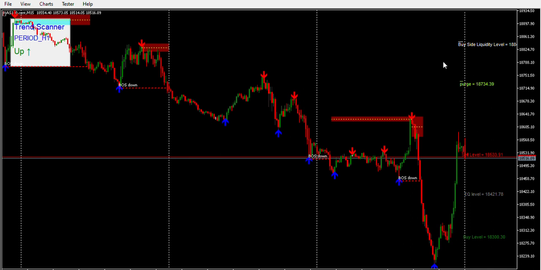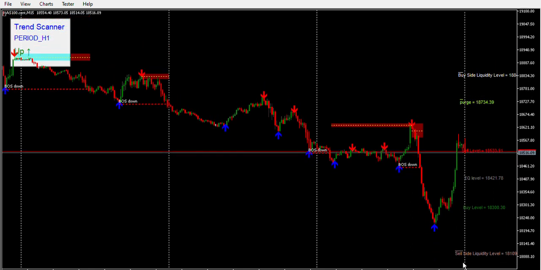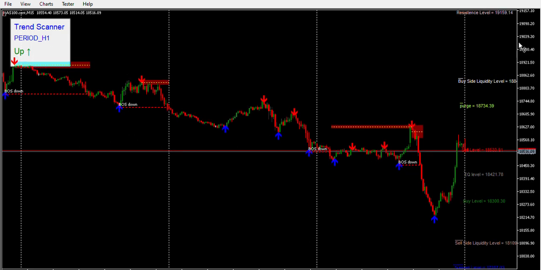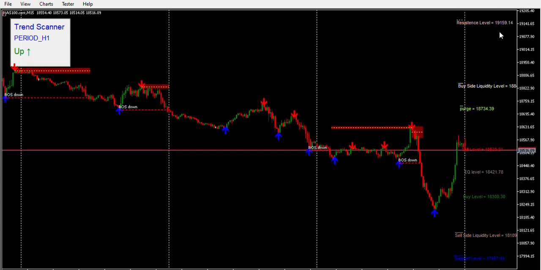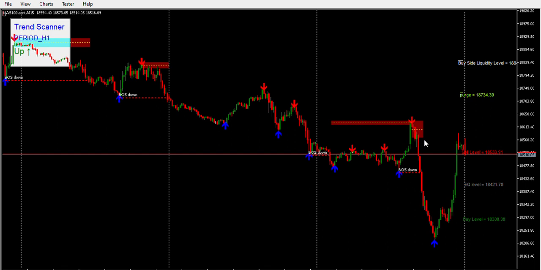Another thing you will notice here is the levels. We have entry levels here: the buy level, the equilibrium level, the sell level, this level which I call the purge level, and the buy side liquidity level. Also we have a sell side liquidity level and the resistance level at the top right there. These levels are based on the swing highs and the swing lows of the daily time frame.